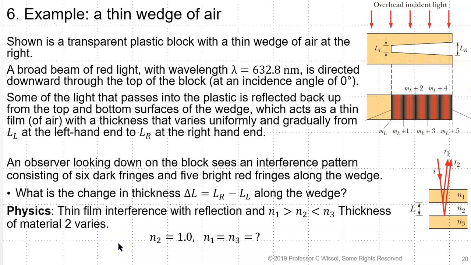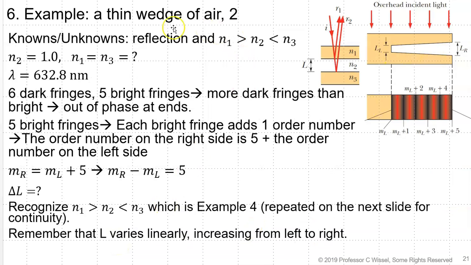Okay, so this is the physics of thin film interference with reflection. The knowns and unknowns: reflection, with n1 greater than n2, and n2 less than n3. We know that n2 equals 1 because it's air. n1 and n3 are equal, but we don't know them. The wavelength is 632.8 nanometers. We have 6 dark fringes and 5 bright fringes. We have more dark fringes than bright. These have to alternate, so the dark fringes are going to be at the ends.